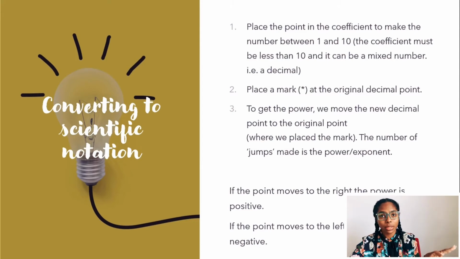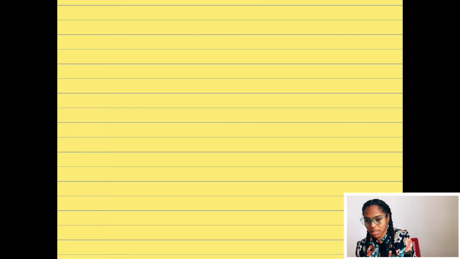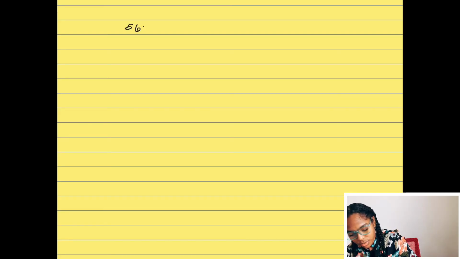Now I know this seems a little bit abstract, just reading something and how to do it, so let's try some examples. Our first example asks us to convert 564,000 to scientific notation.